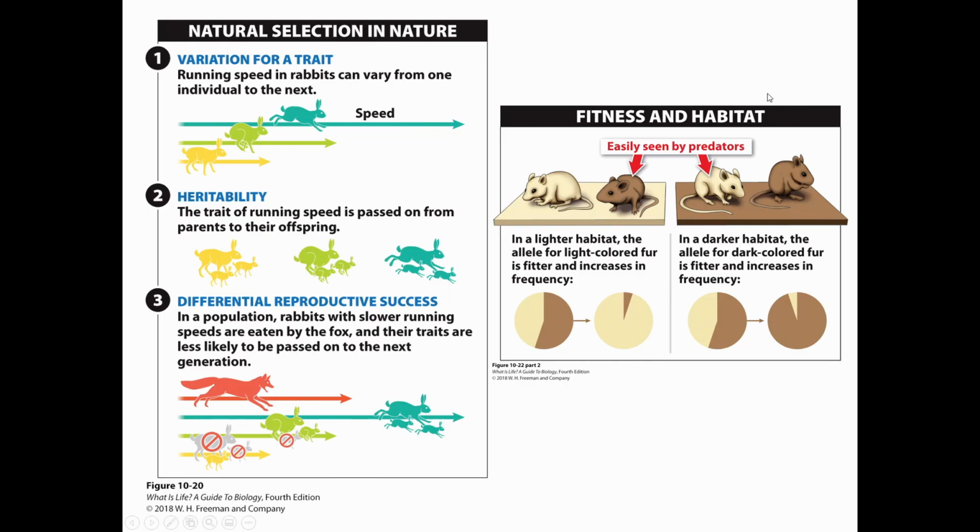And then, like I said, with the mice, if you have a light background, then the mice with the light fur are going to do well because they blend in, versus the darker mouse here, which is seen by predators and gets picked off. And if we change the background to a darker background, now suddenly the darker mice have the advantage, and the lighter mice get picked off really easily. And so we see the shift in the allele frequency.